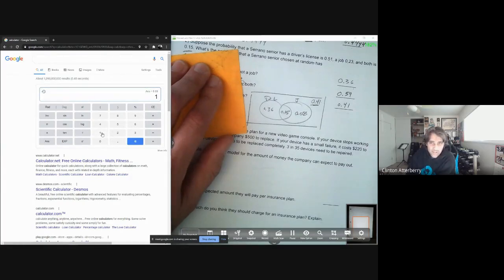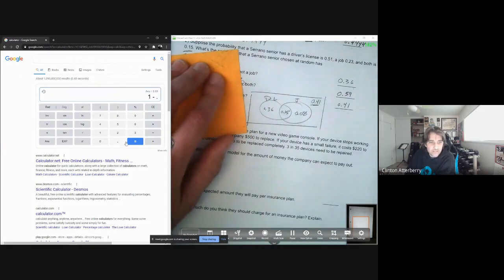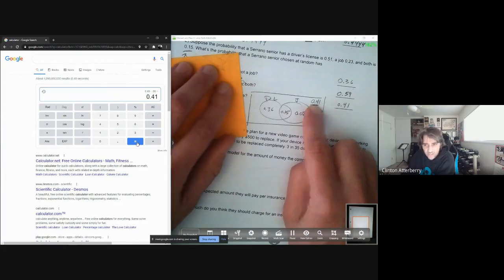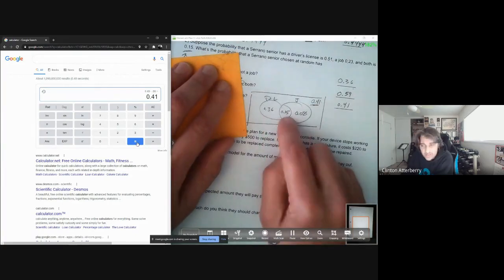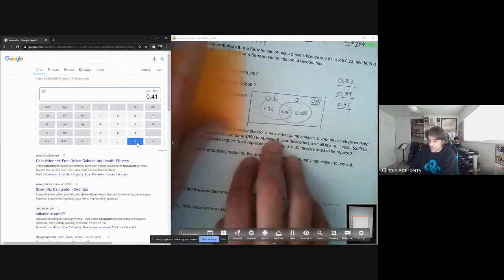My favorite way to do it is to start with 1 and then just subtract across. Subtract the 0.36, subtract the 0.15, subtract the 0.08. And that says the remaining amount are the Serrano seniors that don't have a license or a job or both, obviously. And that's 41% are just vibing without a license or a job.